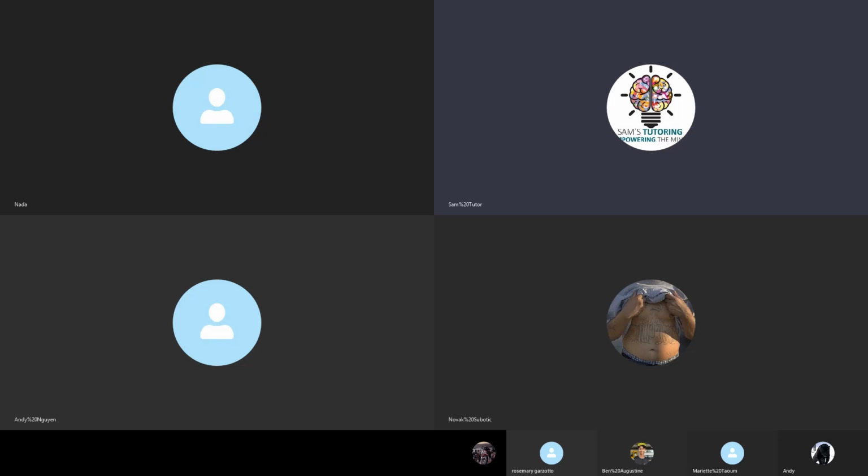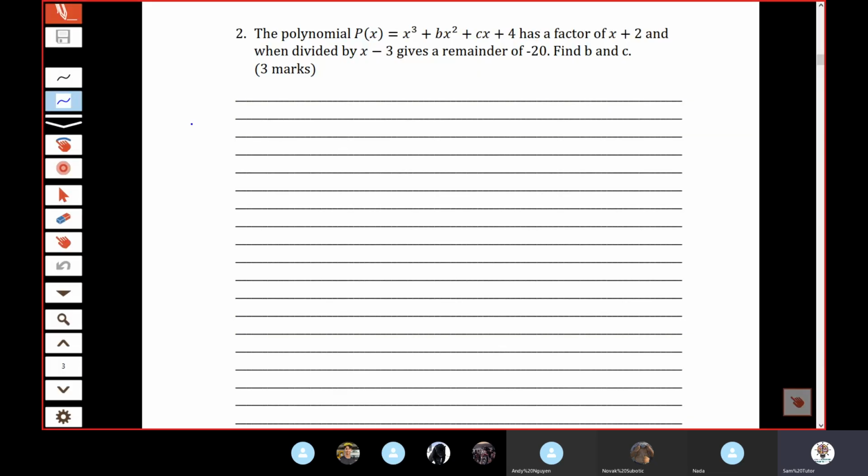It has a factor. You just sub in -2. So it becomes 0. Should become simultaneous equations eventually. Lovely.